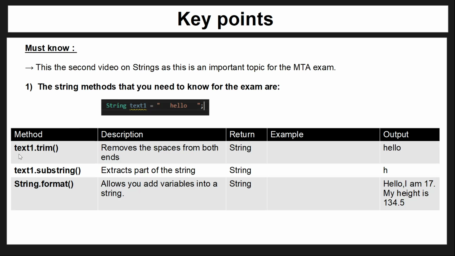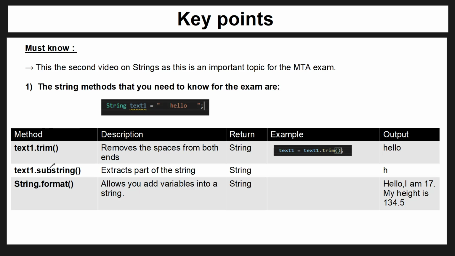To remove the spaces from the front and the back, we can use text1.trim. It's important to know that in this one, we're actually using the object that we've created, and we're using the object's method, and trim is the object's method. The result of that, if we outputted text1, would be hello, with no spaces at the front and no spaces at the back.